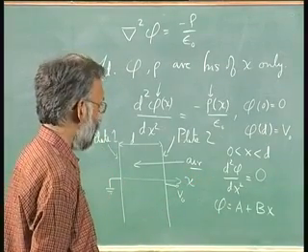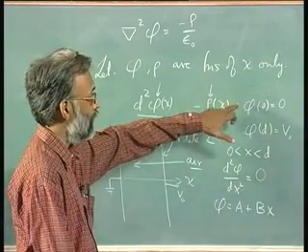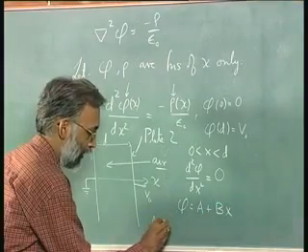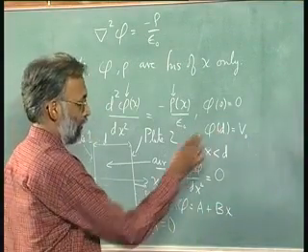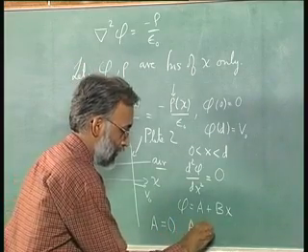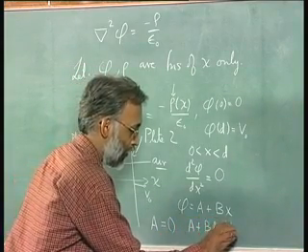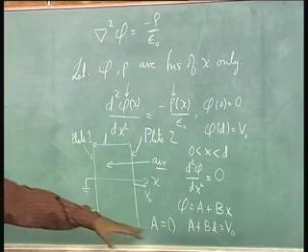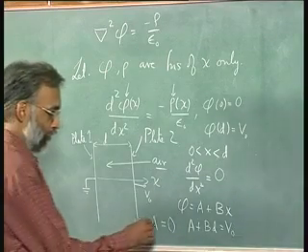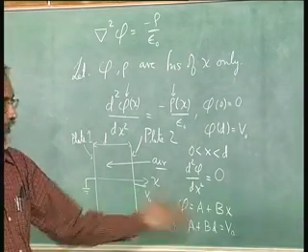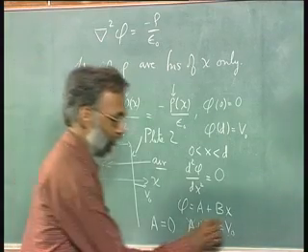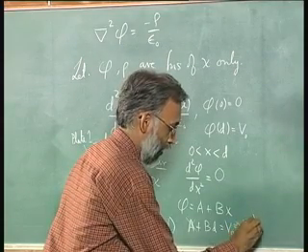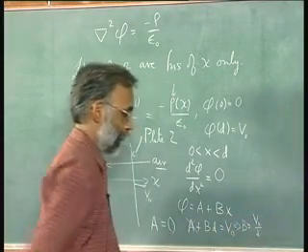So, if you now substitute a plus bx and try to solve the boundary conditions, you will have a plus b times 0. So, a is equal to 0, and on the other side a plus b times d is equal to V naught. The first equation allows us to get rid of a, which is 0. So, there is no a here either. The second equation allows us to get b. So, that implies b is equal to V naught divided by d.